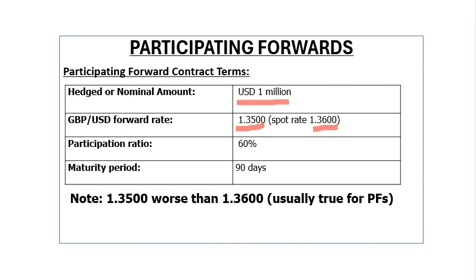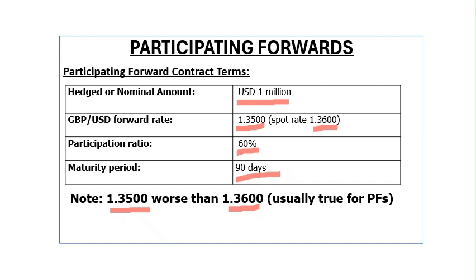Participation ratio is 60% and the maturity period is 90 days. Note from the terms that if instead of buying the participating forward contract, XYZ simply buys USD at the spot rate of 1.36, it will pay less amount of GBP for buying USD 1 million as compared to the 1.3500 forward rate. However, it will completely forego the benefits of any future favorable movements in the GBP USD, that is, any appreciation of GBP against the USD.